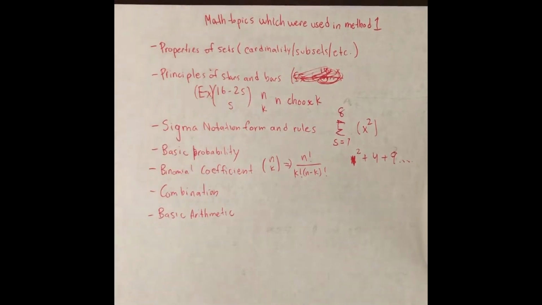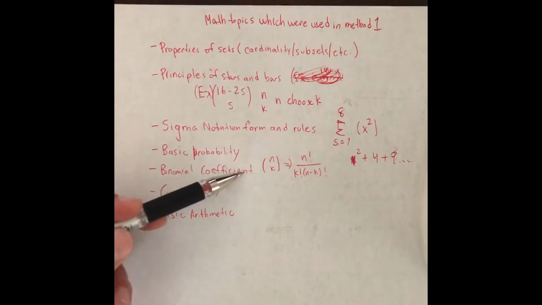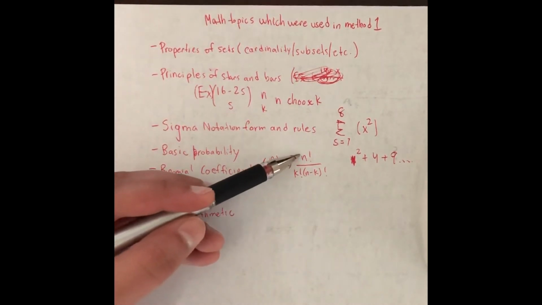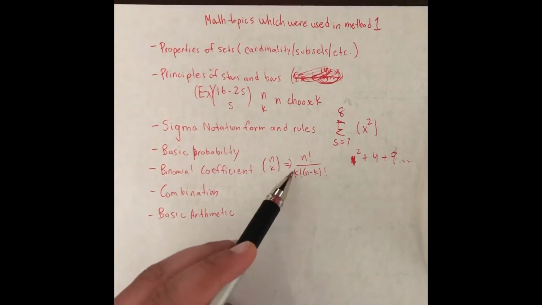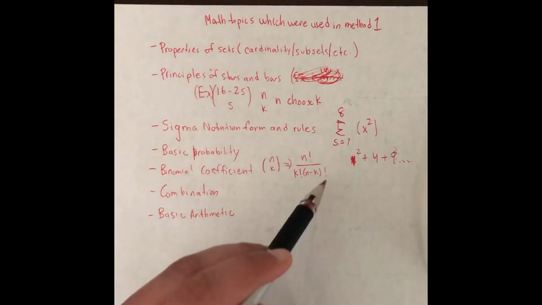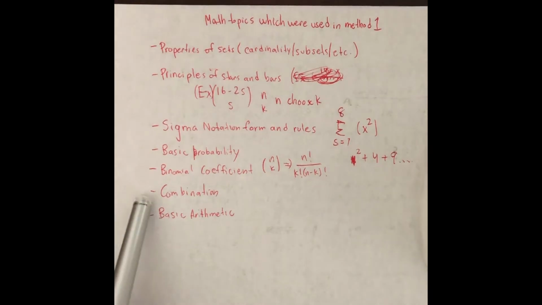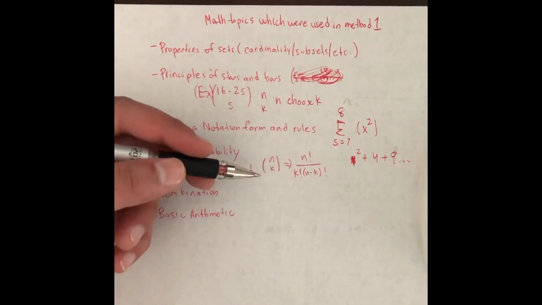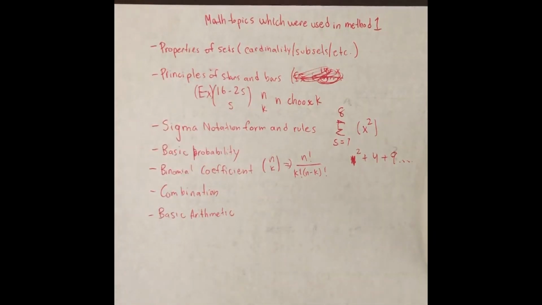Now, basic probability, such as reading general problems and finding the total number of outcomes we have. We have the binomial coefficient theorem, which is n choose k, basically the same as n factorial divided by k factorial times n minus k factorial. We have combination, it's pretty much almost the same thing. Basic arithmetic, such as addition, subtraction, because those are key. And also factorials.